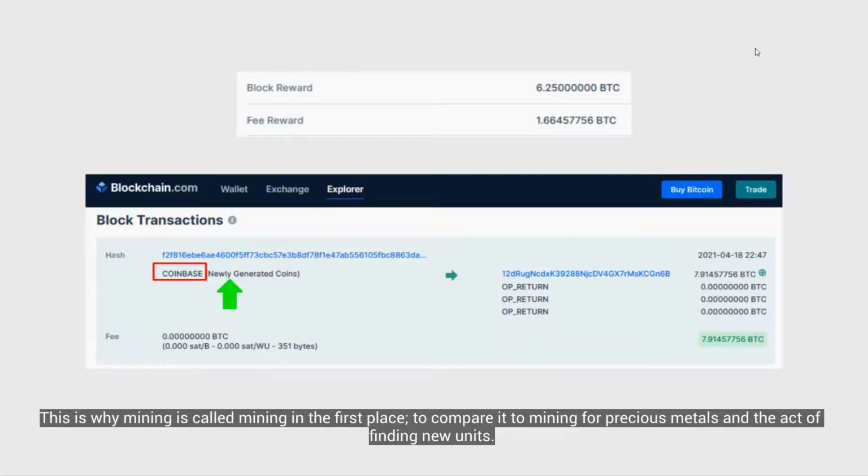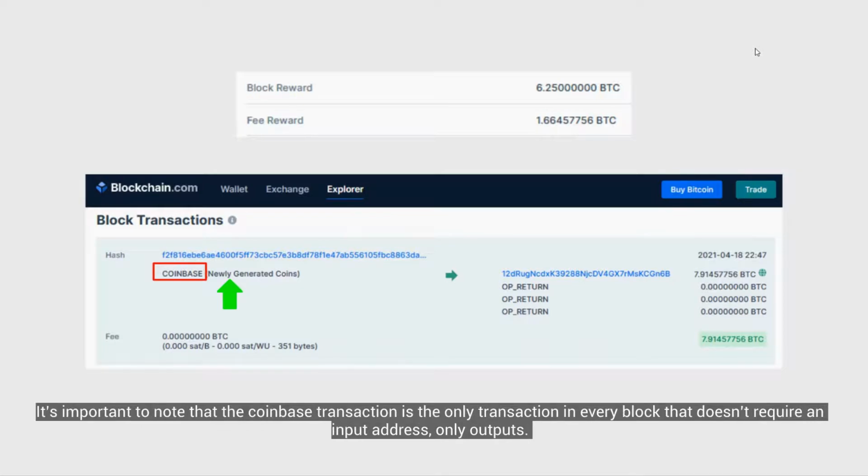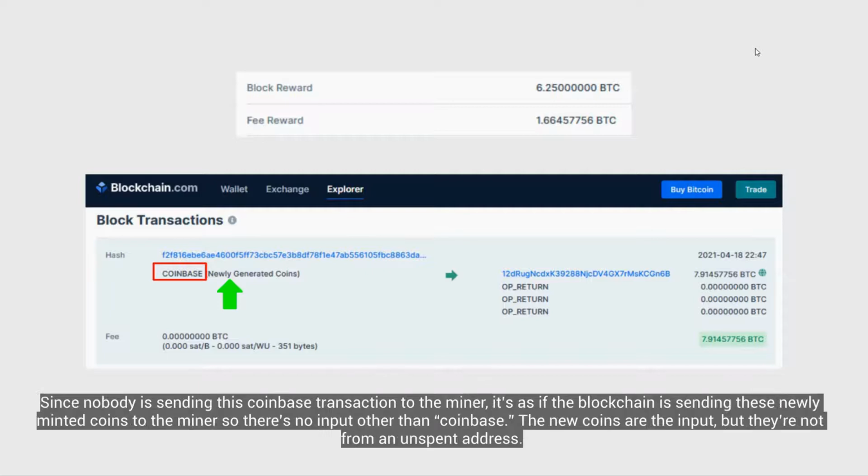In terms of the Coinbase block reward, this is why mining is called mining in the first place, to compare it to mining for precious metals and the act of finding new units. It's important to note that the Coinbase transaction is the only transaction in every block that doesn't require an input address, only outputs. Since nobody is sending this Coinbase transaction to the miner, it's as if the blockchain is sending these newly minted coins to the miner. So there's no input other than Coinbase. The new coins are the input, but they're not from an unspent address like every other transaction requires.